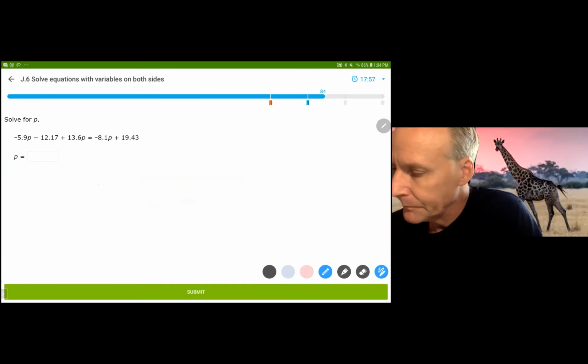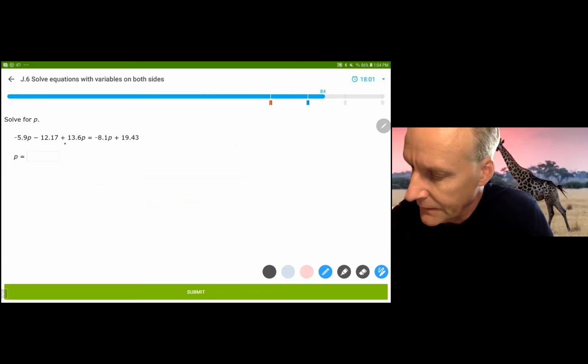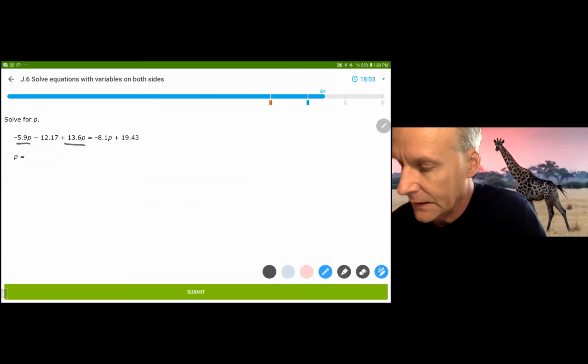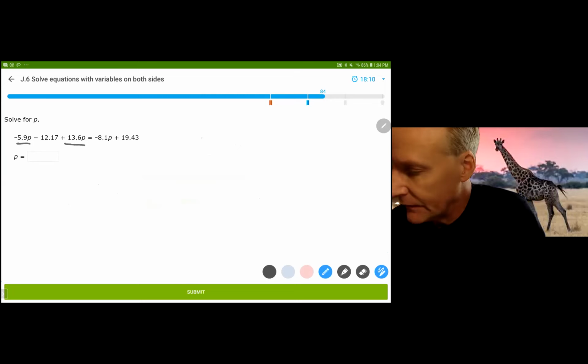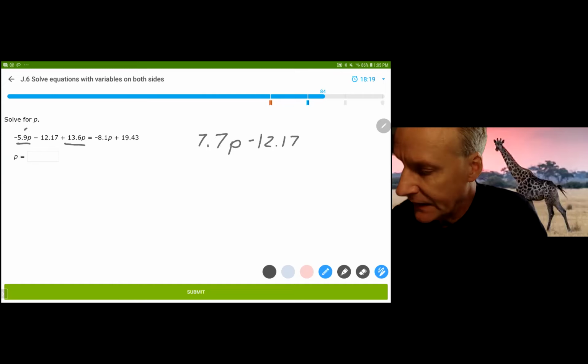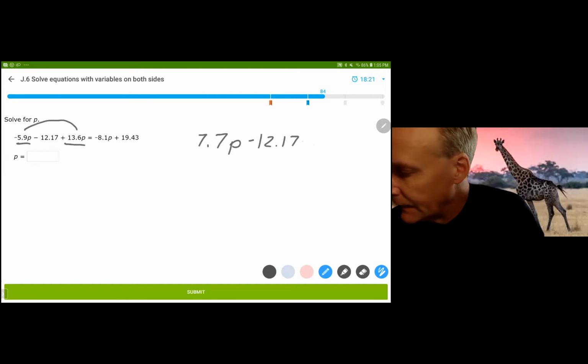Here's a few more. Okay, now we've got some decimals going. I'm going to go ahead and add this in my head. Hopefully, I won't make another silly error. That's definitely a 7.7. But I'm going to use my calculator to double check. I've got a minus 12.17. I first added these two together, and that's equal to negative 8.1p plus 19.43.